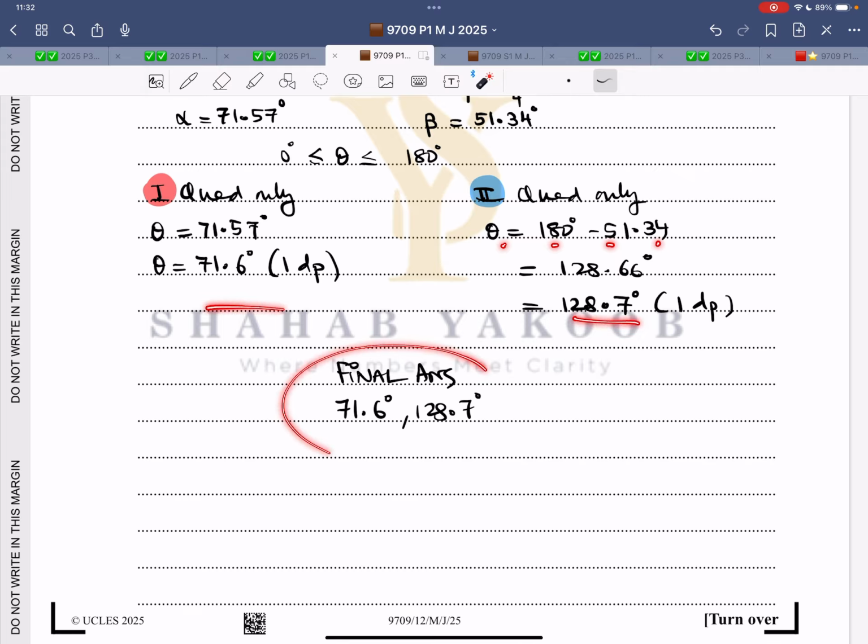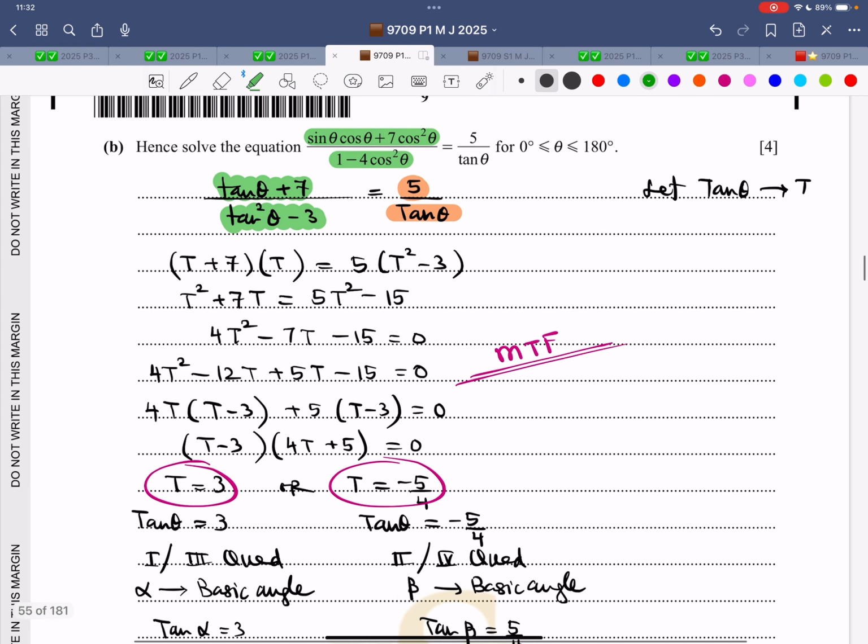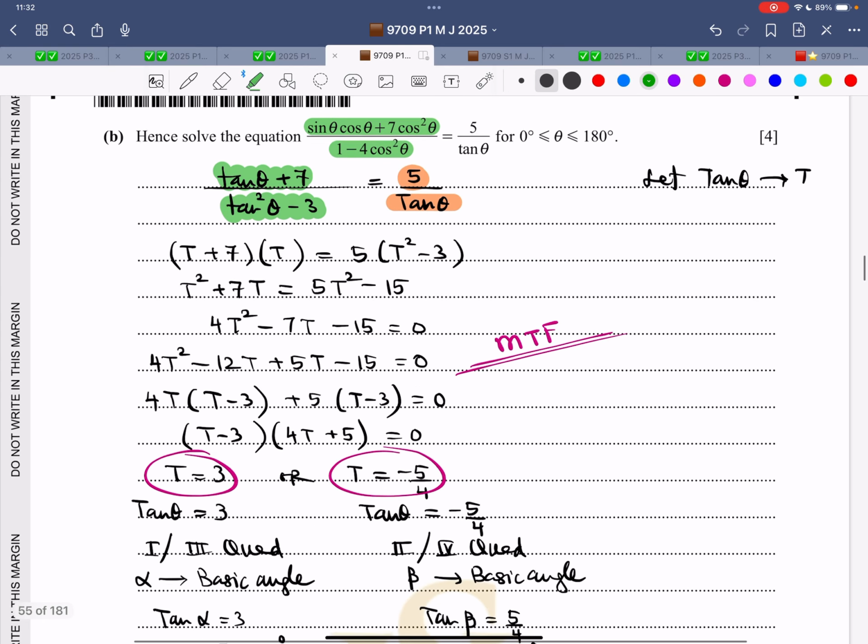Take care of the accuracy, write the final answer separately like this. So this is all done and dusted. That was a trigonometry question, 4 marks for this, and I think 3 marks for the first one.